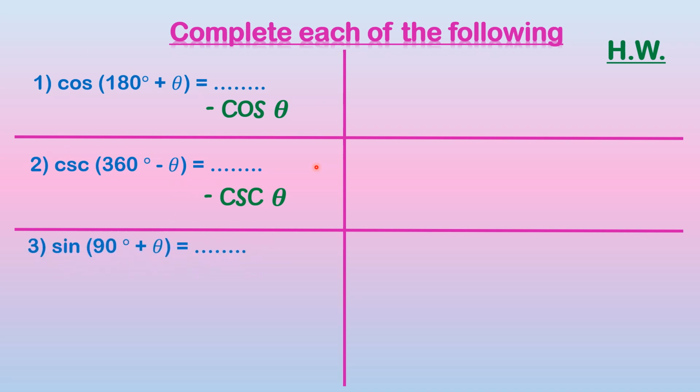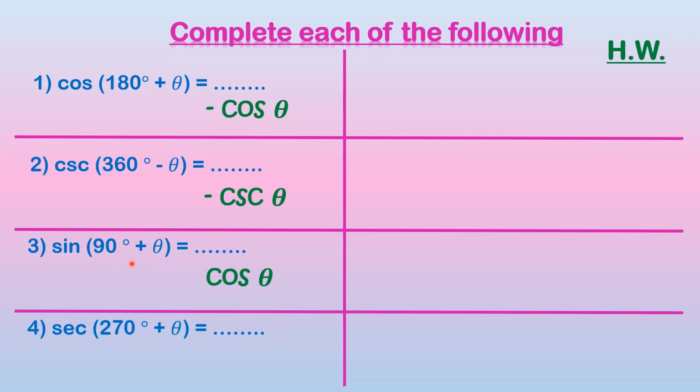Another example. Sine 90 plus theta. 90 plus theta is in which quadrant? It's in the second quadrant. Sine in the second quadrant is positive or negative? Yes, it's positive. Is sine converted to anything? Yes, it's converted to cosine, because we see 90, the same as if we see 270. So the answer is cosine theta.